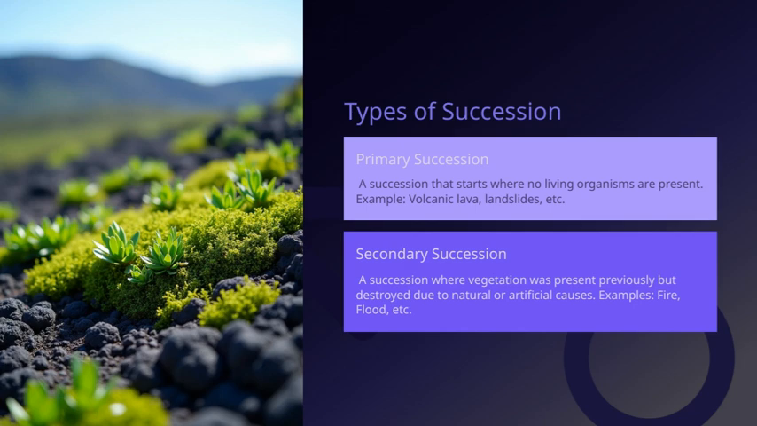Understanding these two types helps us see how ecosystems recover and evolve after different kinds of disturbances, which ties back into the overall theme of how nature adapts and regenerates over time.